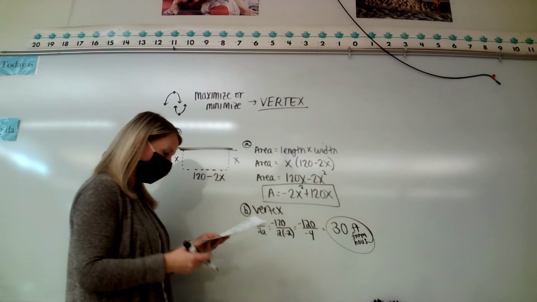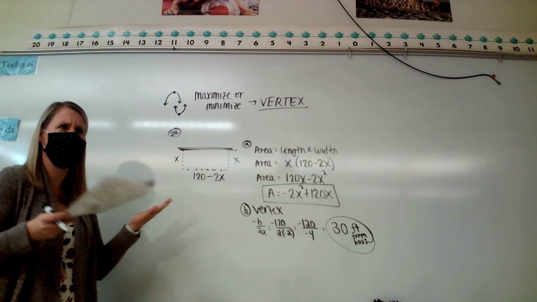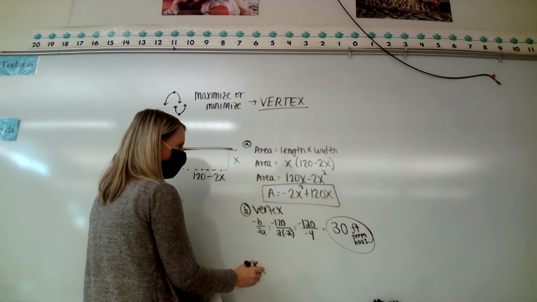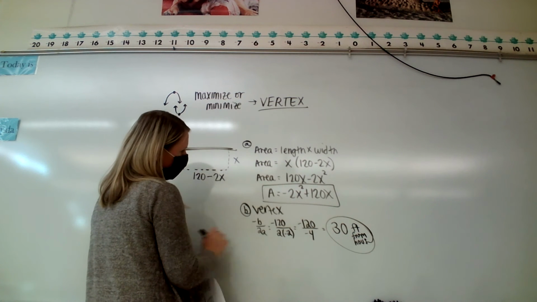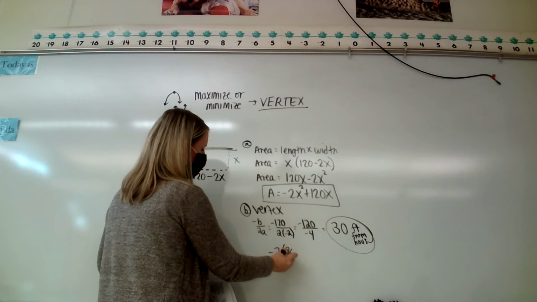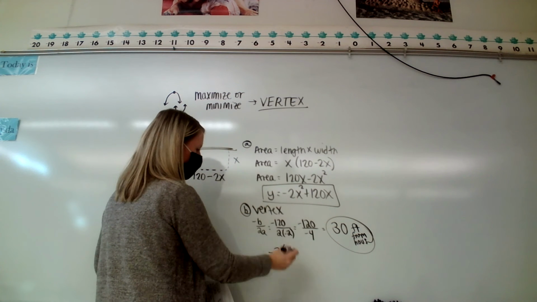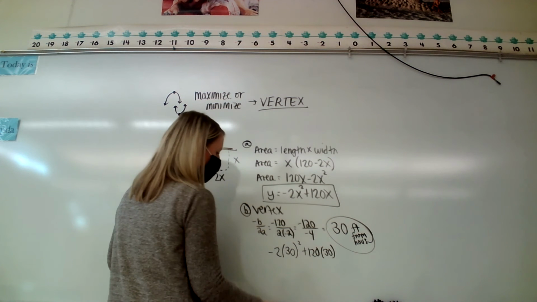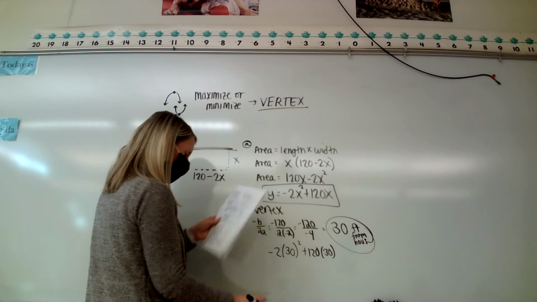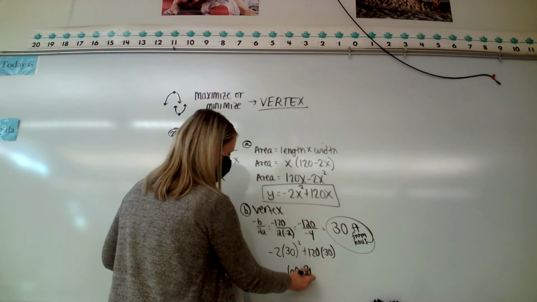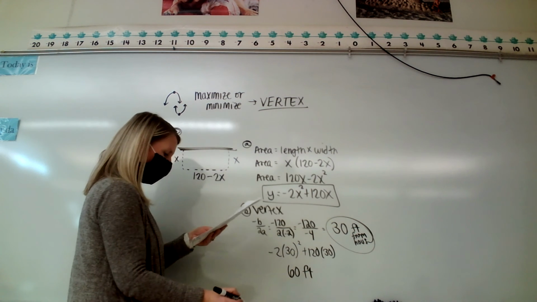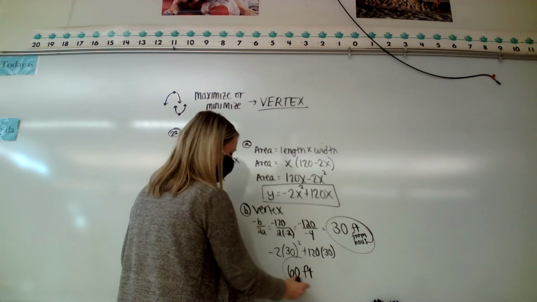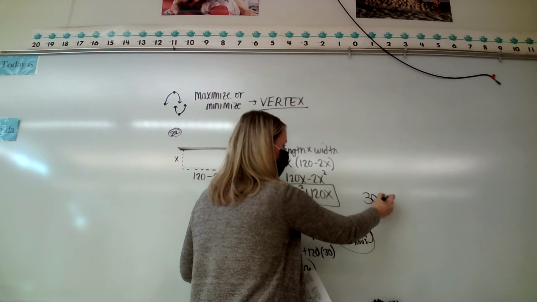Okay. But what do we even want? We want dimensions. So 30 feet by what? You just take the 30 and throw it back in. I'm just going to call this y, not a, because that's going to be too confusing. 30 squared plus 120 times 30, and that's going to give me 60. For a dimension, we would just say 30 feet by 60 feet.